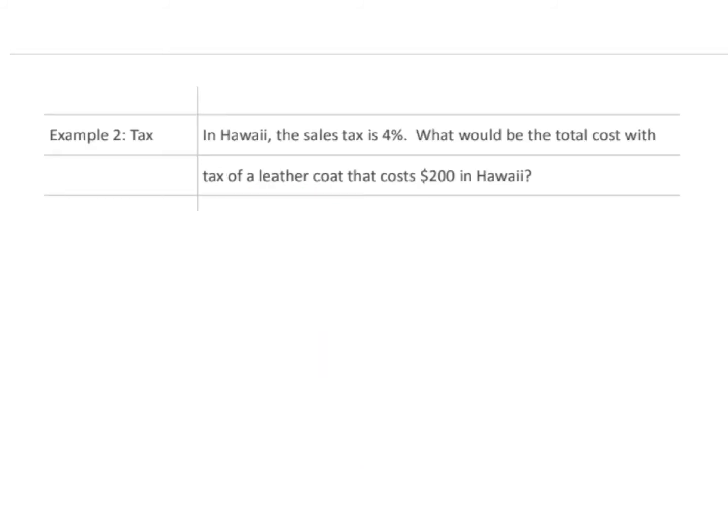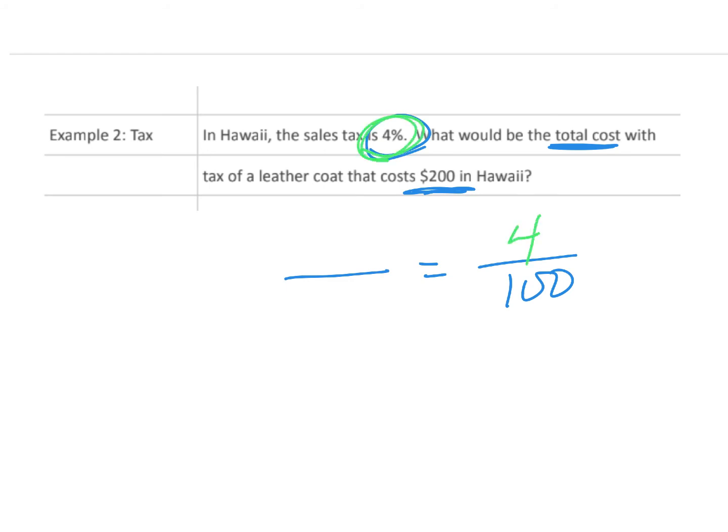So let's look at example 2. Again, we're going to start out with our percent proportion with the 100 at the bottom over here. In Hawaii, the sales tax is 4%. What would be the total cost with tax of a leather coat that costs $200 in Hawaii? So we're going to start with our 4%. That goes over 100. Our percents always go over 100. The coat costs $200. That's the whole cost of the coat. I want to know how much tax I'm going to pay.